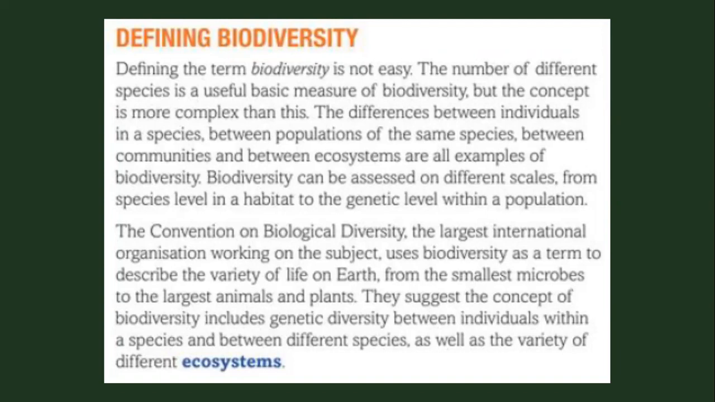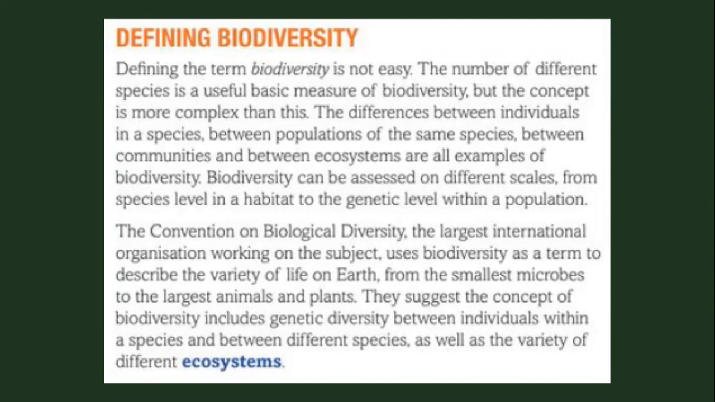Just like when we talked about species, we talked about the different species models, we talked about the different ways of defining the term species, and we talked about the limitations associated with it. Similarly, coming up with a definition for biodiversity is not easy. The number of different species is a useful basic way of defining it, but technically speaking, it's a lot more complicated, right? Biodiversity can be assessed on different scales, right?